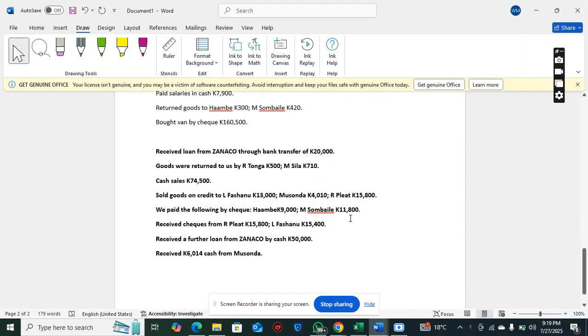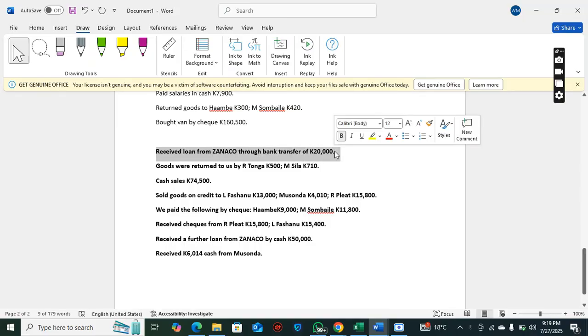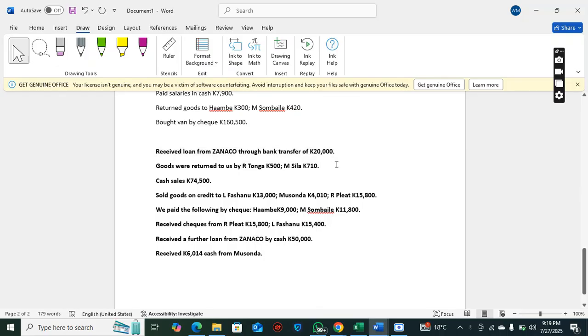Okay, so we're continuing with the recording of the financial transactions, generalizing them. So we've got our next transaction. Received a loan from Zanaco through bank transfer of 20,000 kwacha. Okay, colleagues, which accounts are involved here and which one will be debited and which one will be credited?